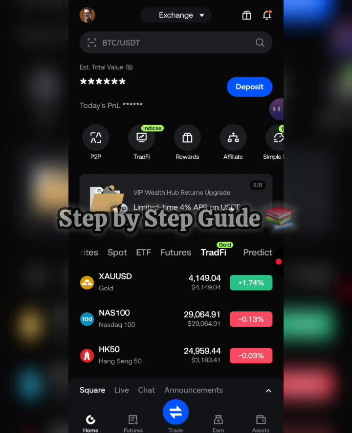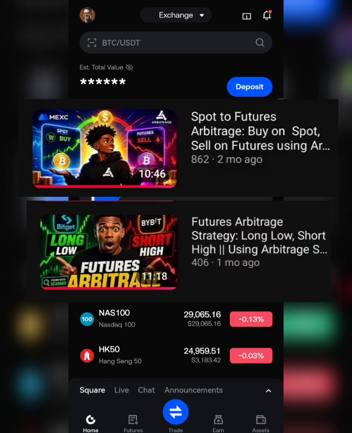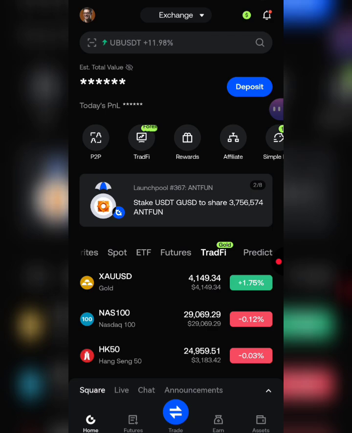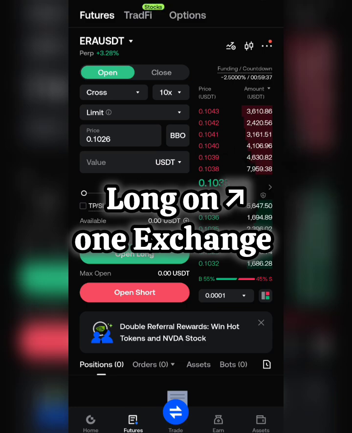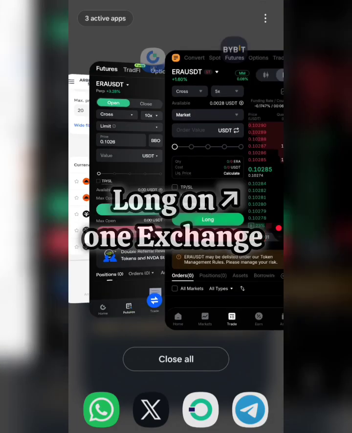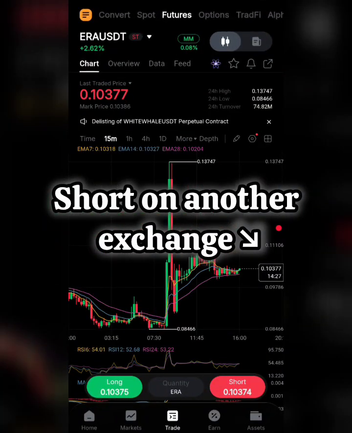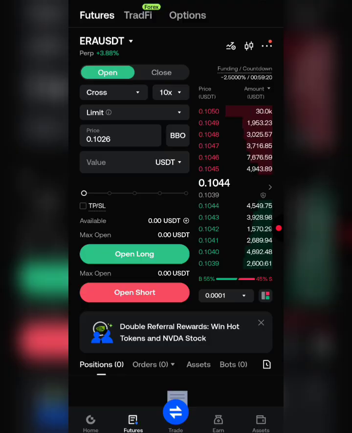And before this video, we've actually been talking about this arbitrage for a while, but we've not actually done it live. Now this particular arbitrage has to do with you buying on the futures market. That means you're going to long a particular token on one exchange and you go and short it on another exchange. All right, so that's how the arbitrage works. And without wasting much time, let's dive into the process.